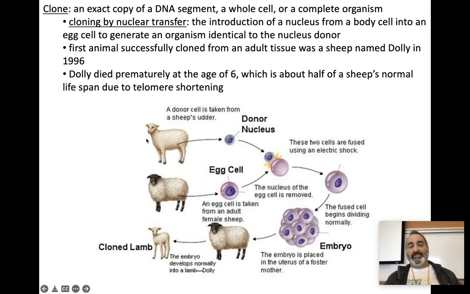Now, when they did this with the sheep, her name was Dolly. It happened in 1996. Dolly died about halfway through a typical lifespan. Okay. Why did that happen? So sheep live about 12 years apparently, and Dolly died prematurely at the age of 6. Dolly died of old age at the age of 6.